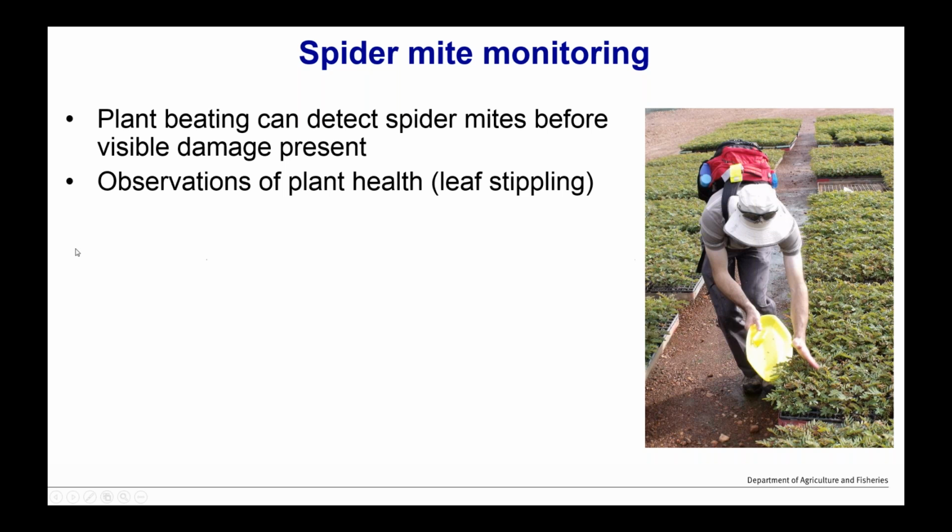It is also worthwhile to be aware that any sort of leaf stippling, those little tiny chlorotic spots, should be a flag that you go, okay, I need to look at that plant in more detail and make sure that I know what is causing that stippling, whether it be spider mites or aphids or some other sucking insect in general. That's what it tends to be, a sucking type insect or mite.